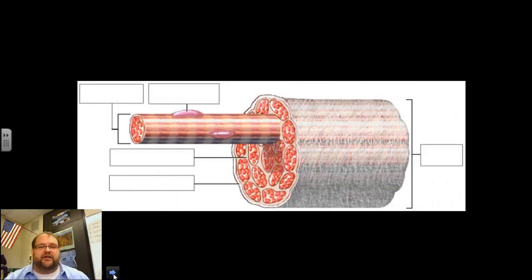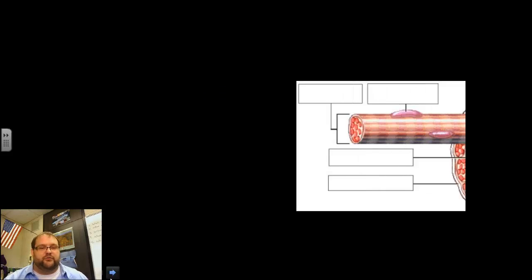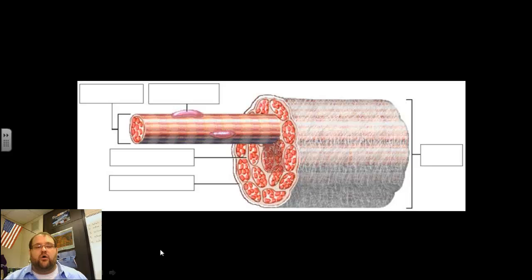The next picture you should look at is this one. What we're looking at here, I'm going to go back for just a second, is actually this part blown up. We're going to take a look at one fascicle, and we're going to enlarge just one fascicle. So this whole thing is a fascicle. That whole thing right there is a fascicle.